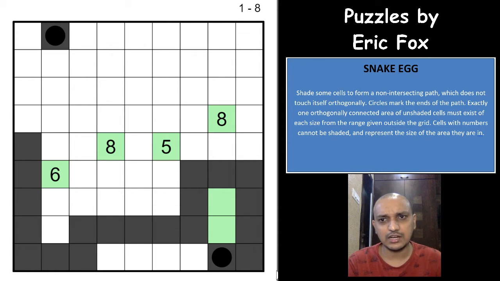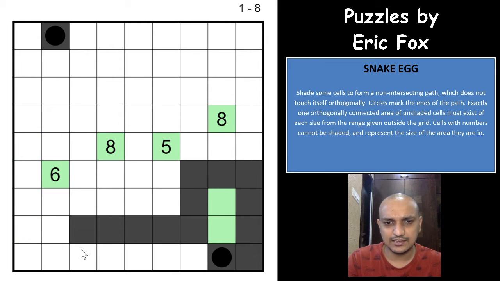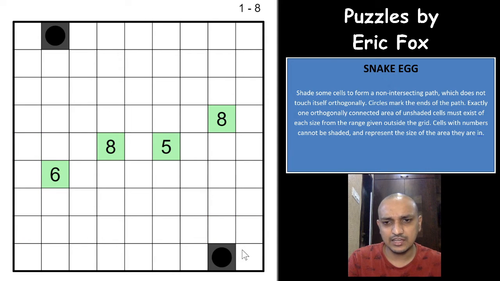Exactly one orthogonal connected area of unshaded cell must exist of each size from the given range. So the range here is 1 to 8, as it is given here, of each size from the range given outside the grid. Cells with numbers cannot be shaded and represent the size of the area they are in. So you have to have 8 areas exactly, and all the 8 areas will have sizes from 1 to 8.